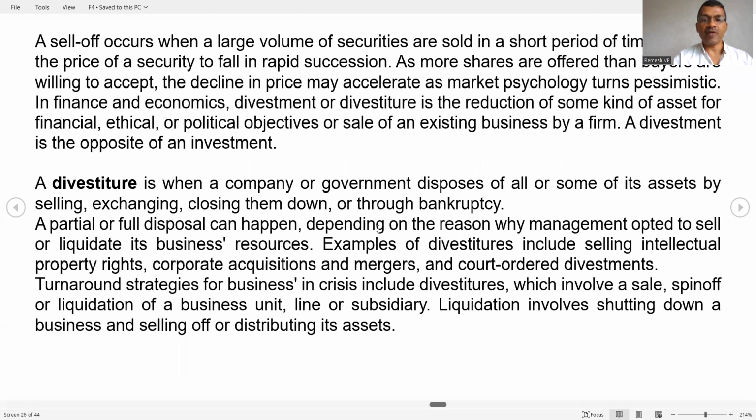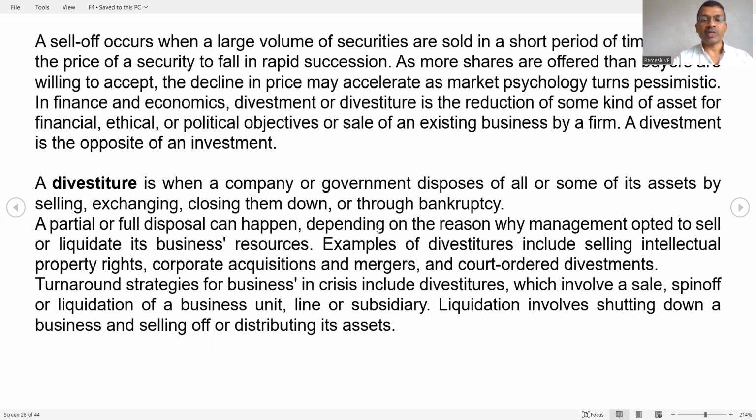Divestiture is when a company or government disposes of all or some of its assets by selling, exchanging, closing them down, or through bankruptcy. It could be partial or full disposal in nature. Divestiture can include selling intellectual property rights, corporate acquisitions and mergers, court-ordered divestments, etc.